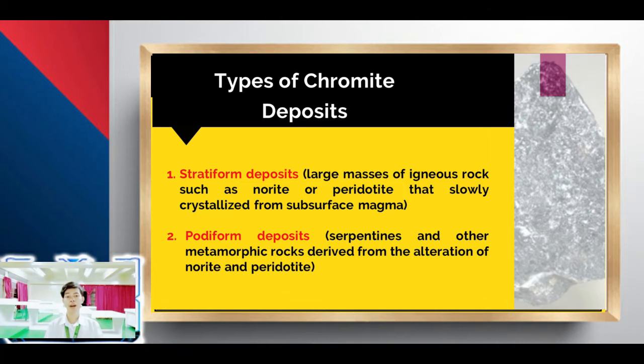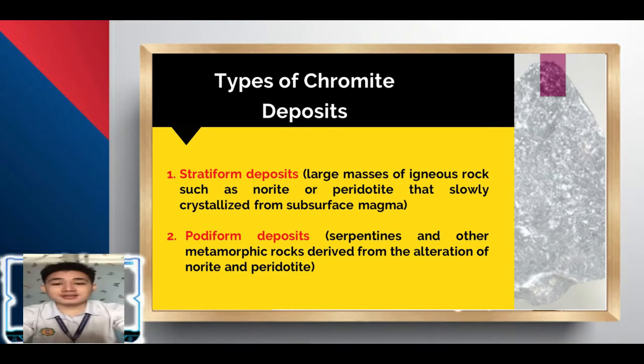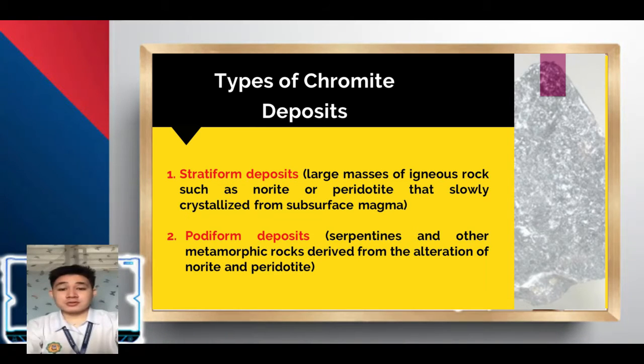The second is the podiform deposits. Podiform deposits are large slabs of oceanic lithosphere that have been thrust up onto a continental plate. These slabs of rock, also known as ophiolites, can contain significant amounts of chromite. In these deposits, the chromite is disseminated through the rock and not highly concentrated in easy-to-mine layers. Podiform deposits are known in Kazakhstan, Russia, Philippines, Zimbabwe, Cyprus, and Greece.